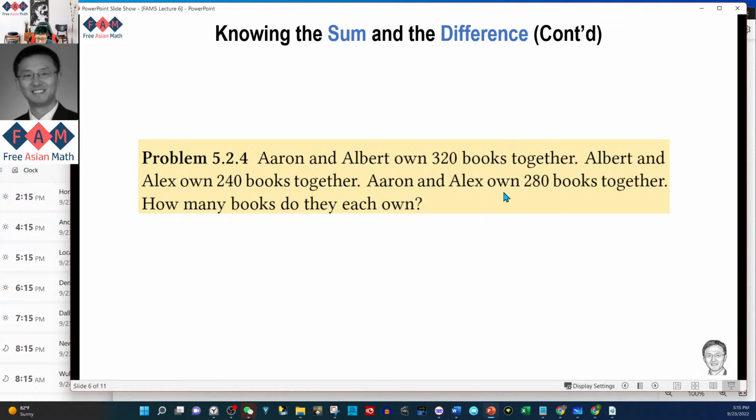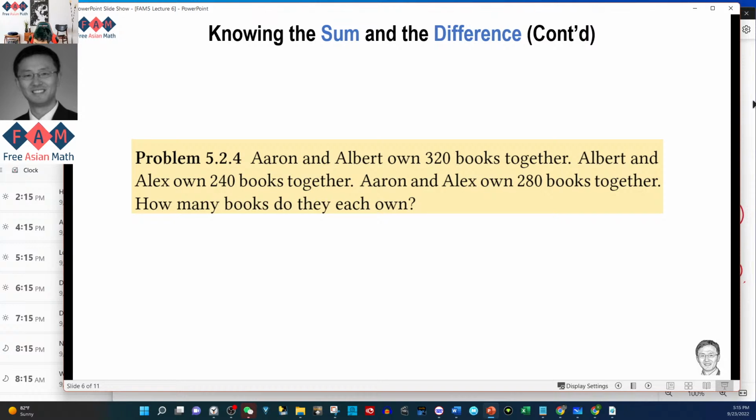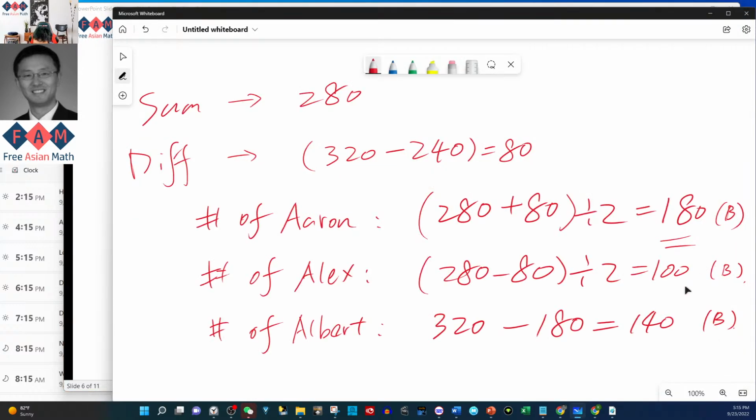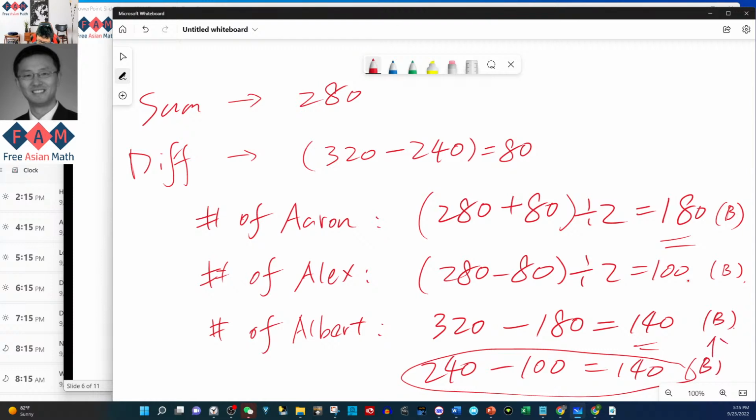Or alternatively, you can use 240, that is Albert and Alex combination, subtracting Alex number, which you already figured out, that is 100. Sorry, 100. Then you still get 140, the same thing. So 240 is the combination of Albert's number and Alex number. Subtracting Alex number, you get 140. So of course that's the same thing as here.